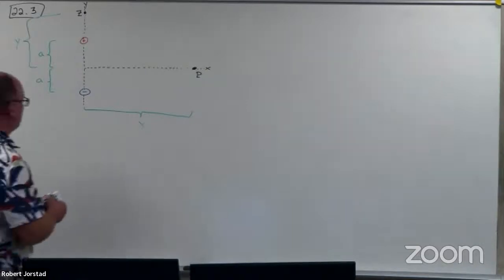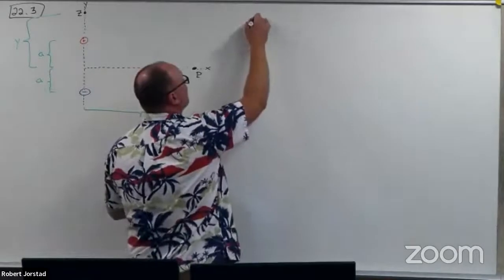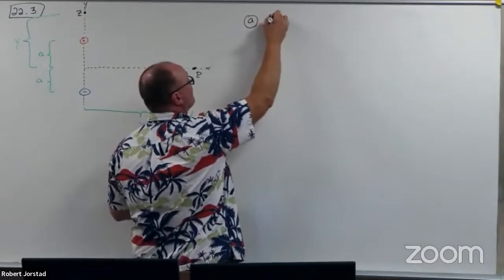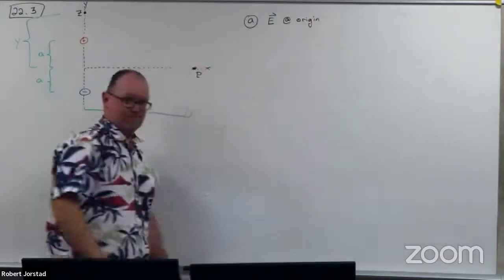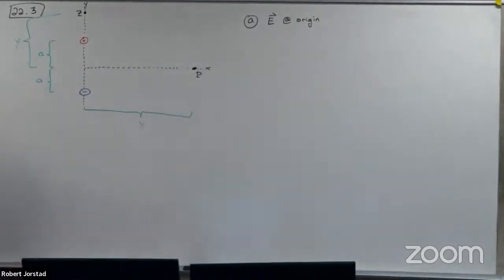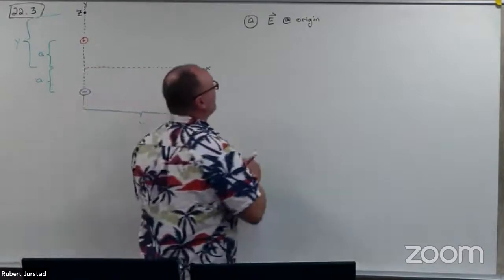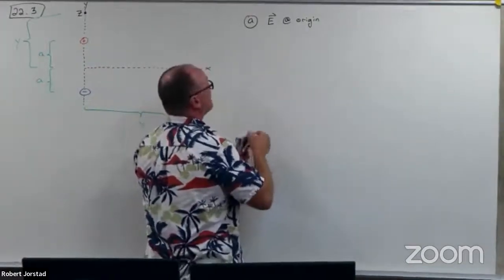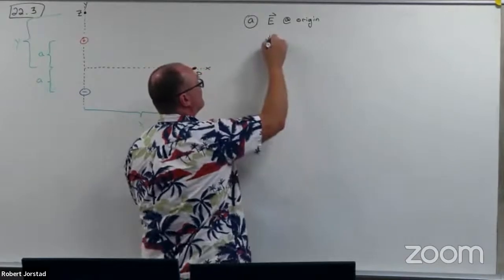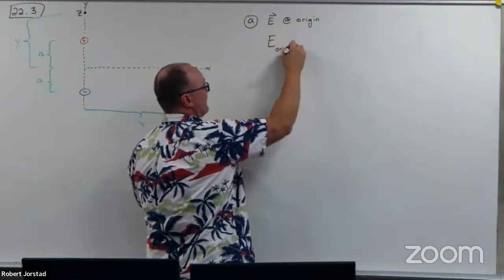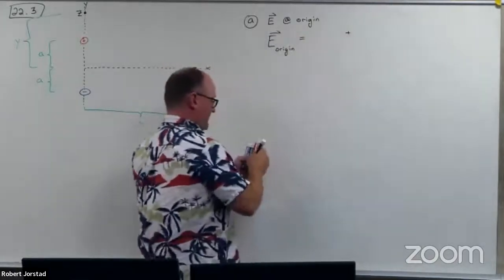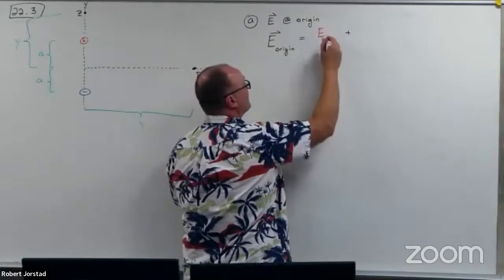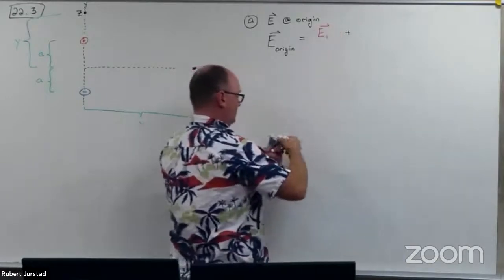Part A asks for the electric field at the origin. All right. So in this case, I'll say that E origin, just to give it a name, you could call it whatever you want, is equal to E1 vector plus E2 vector.